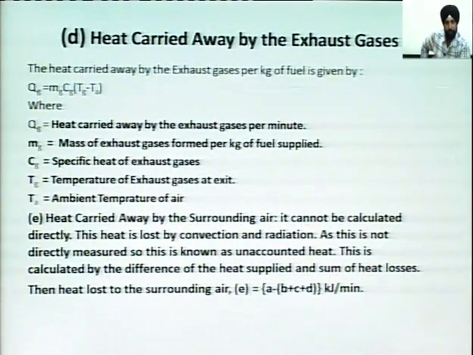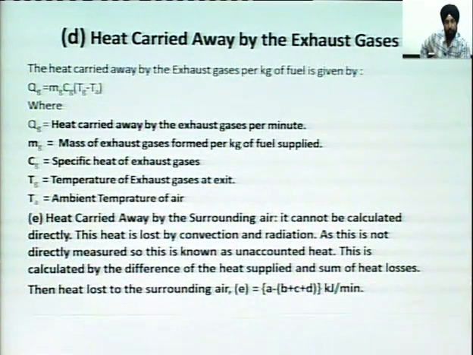Then comes the next fraction of the heat supplied, which is the heat carried away by the exhaust gases, or heat carried away by the emission, or we can say by the smoke or exhaust. Heat carried away by the exhaust gases per kg of fuel is given by the relation shown on the screen, QG. QG stands for the mass of exhaust gases formed per kg of fuel supplied. How much emission we get, or what is the amount of the exhaust gases, that is measured.